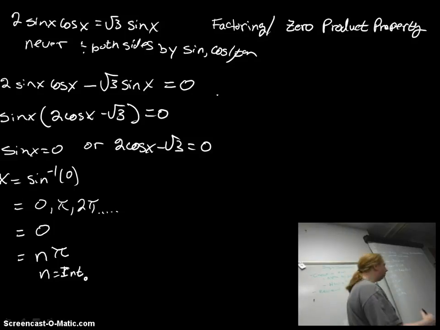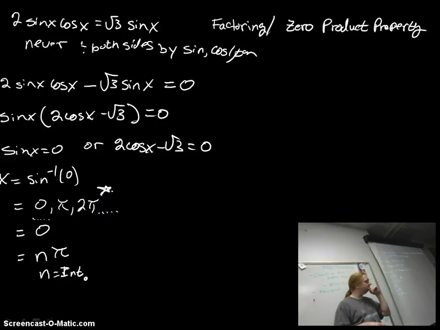Sine as a function, the inverse sine, is limited to negative pi halves to positive pi halves, quadrants 1 and 4, which is why my answer is only 0, because positive pi, negative pi, 2 pi, all those are outside that initial range. Generally speaking, though, guys, this answer here is what I'm most worried about coming up with.